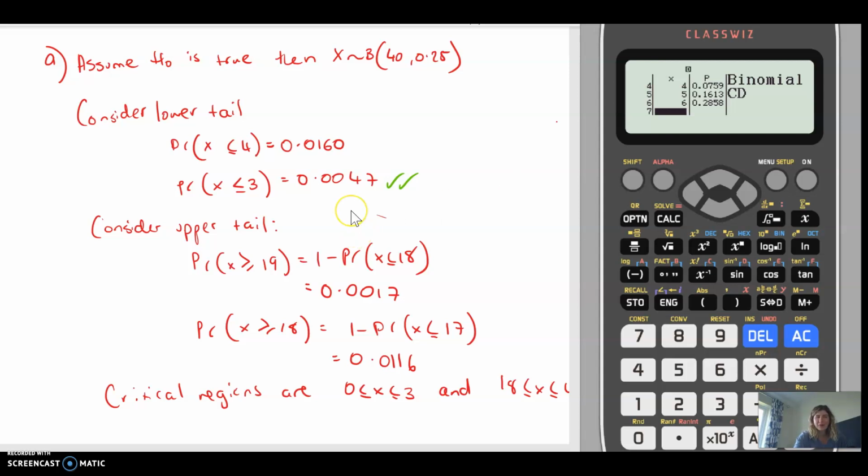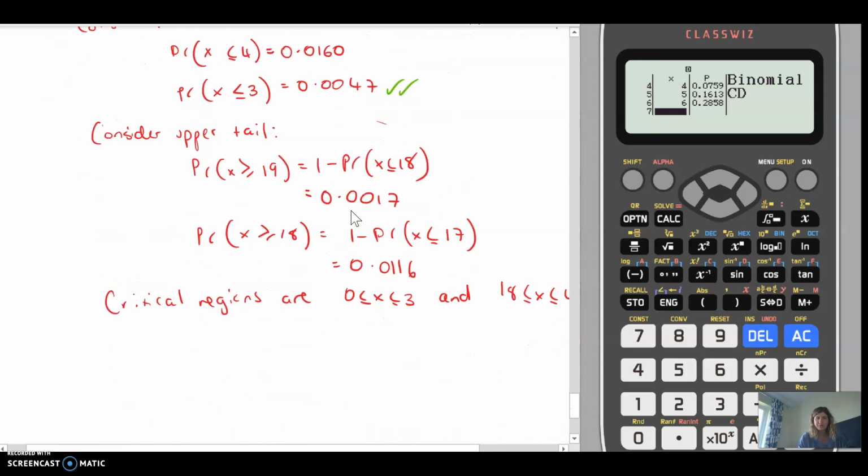Now, for the last bit of the question, which is to state the actual significance value, you're going to put the two parts together. So we're using 0.01017 plus 0.0047, add those together, and that gives you your actual level of significance.